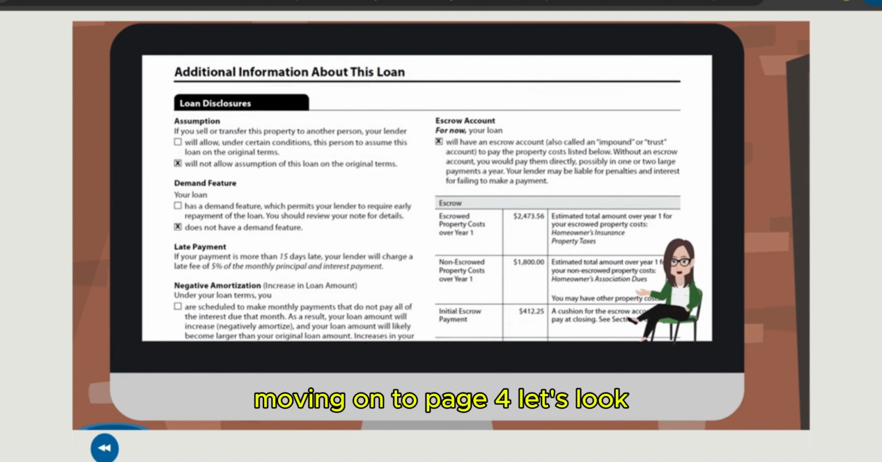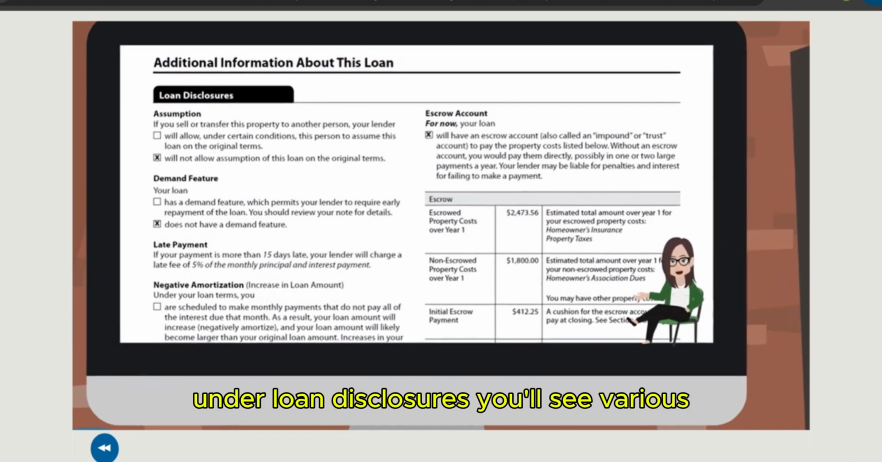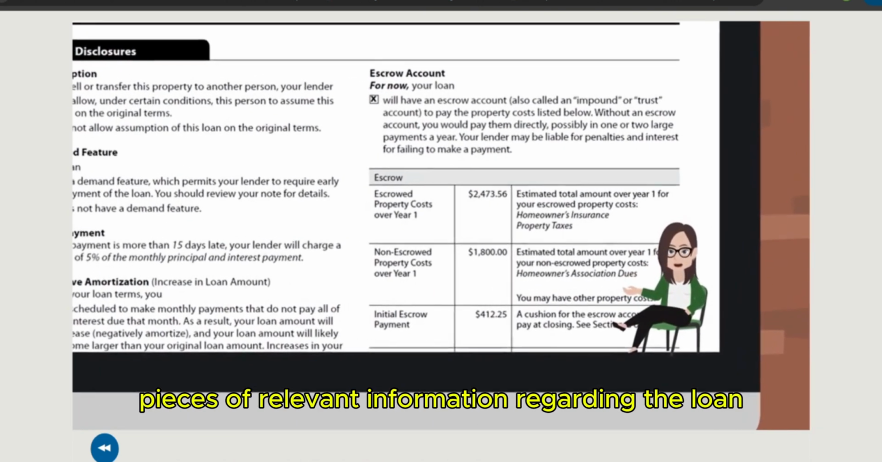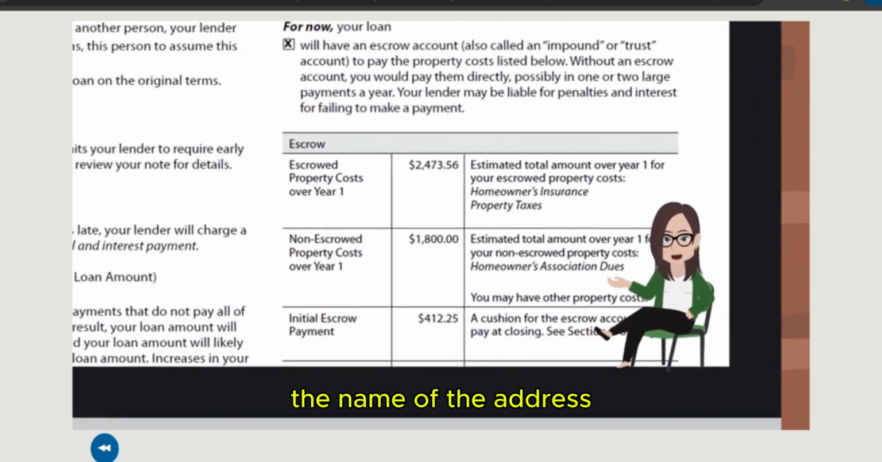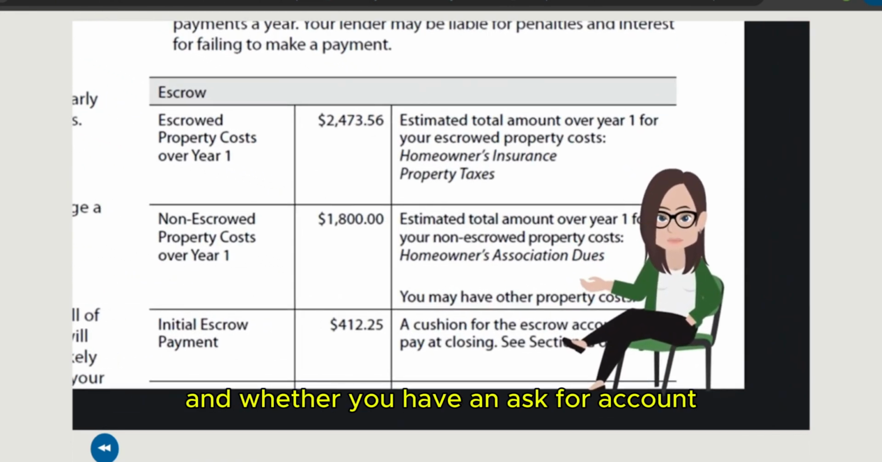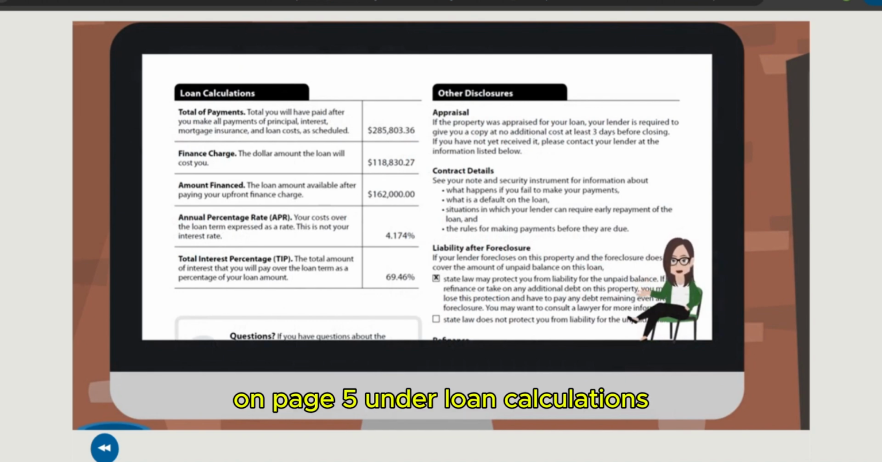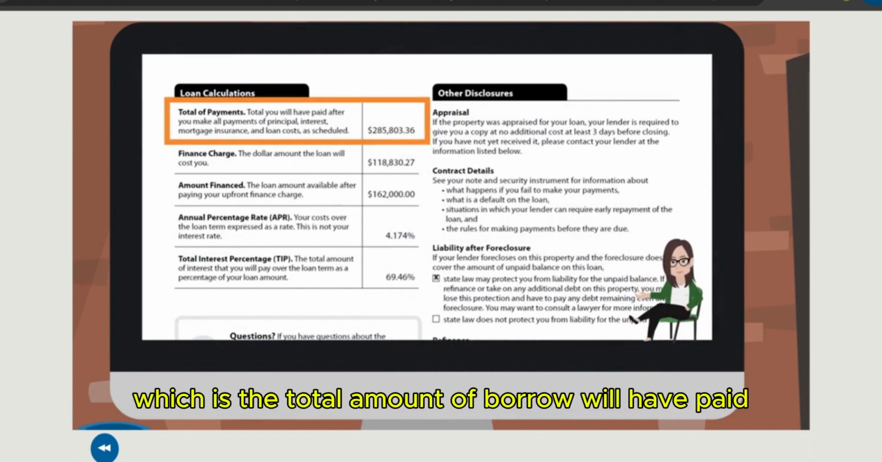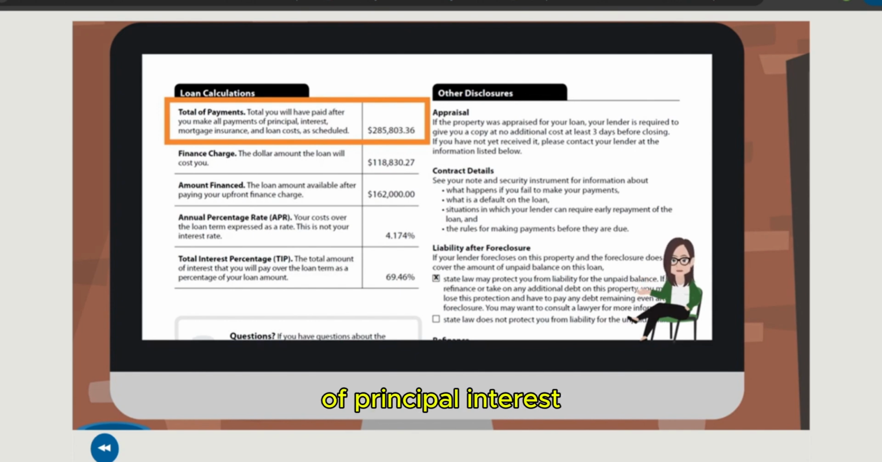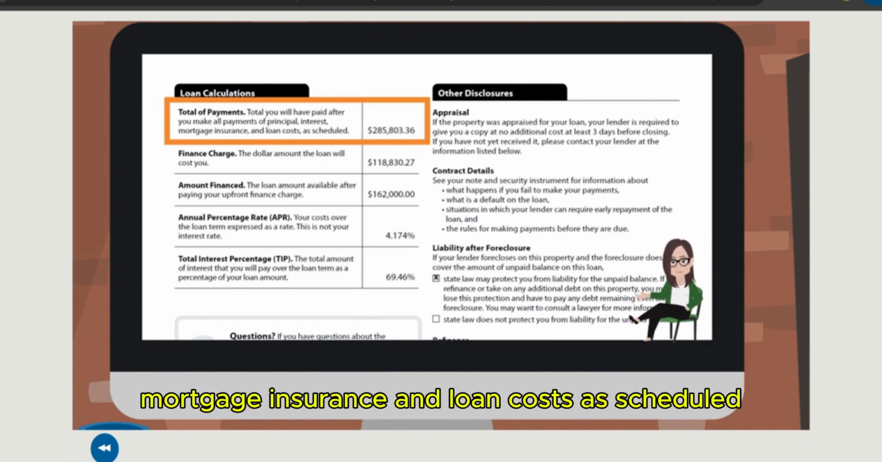Moving on to page 4, let's look at the additional information about this loan section. Under loan disclosures, you will see various pieces of relevant information regarding the loan, including the late payment policy, the name of the address you're receiving a security interest in, and whether you have an escrow account. On page 5, under loan calculations, you will see total of payments, which is the total amount the borrower will have paid after making all payments of principal, interest, mortgage insurance, and loan costs as scheduled.